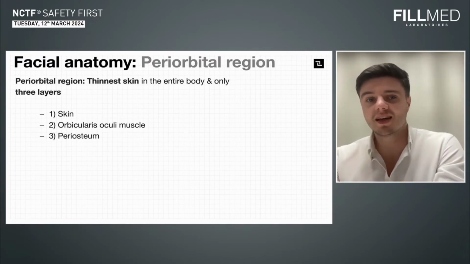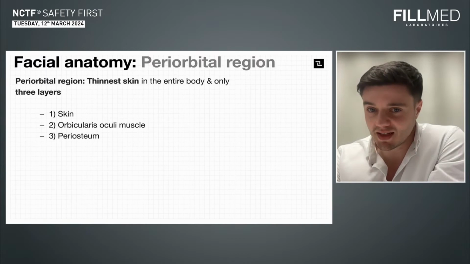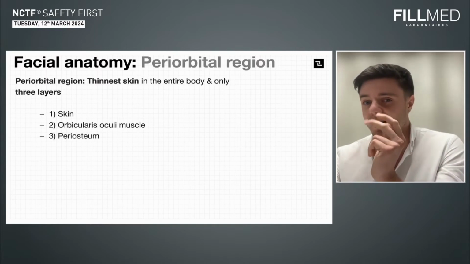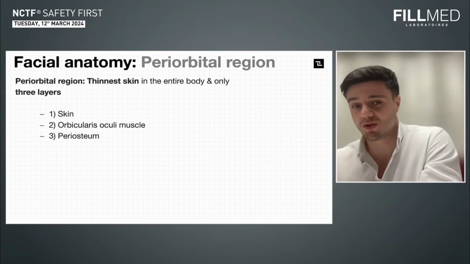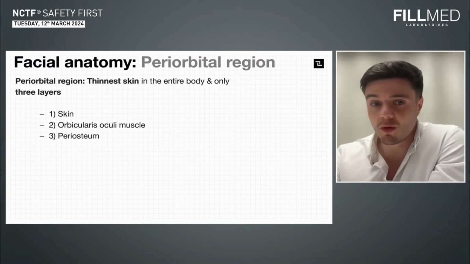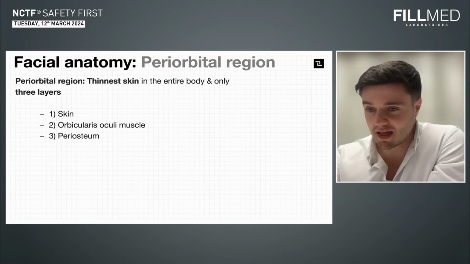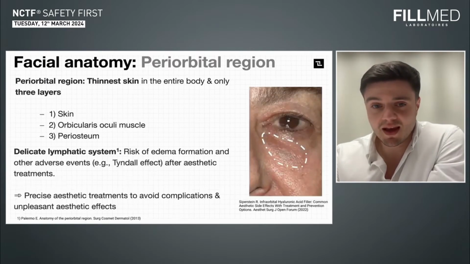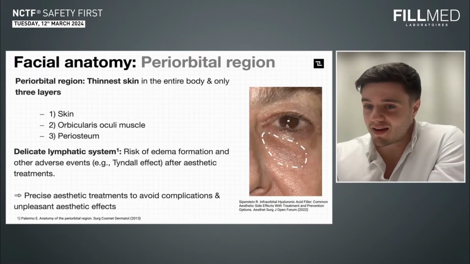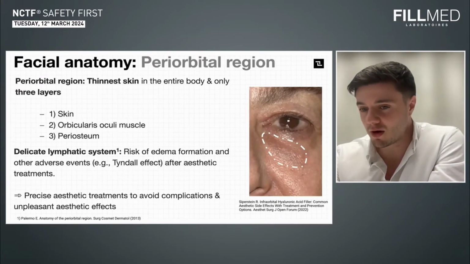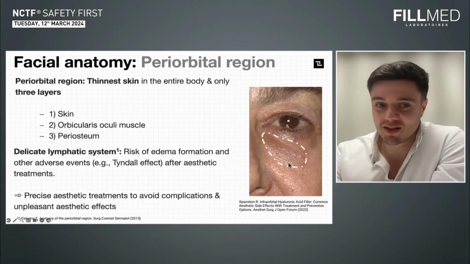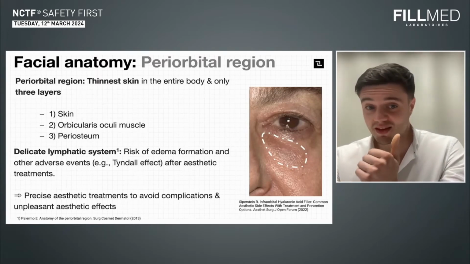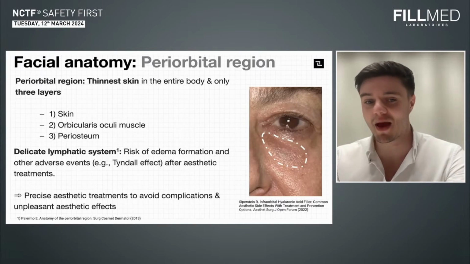So the first one is that the periorbital region has the thinnest skin in the entire body. And the second reason is that it only has 3 layers. So the tissues are very thin also, not only the skin, but also the tissues. So we only have the skin, the orbicularis oculi muscle, and right in the depth, we can find the periosteum. And this is also the reason why, for example, the Tyndall effect occurs. So product shimmering through the skin, which can be seen right here, is easily possible considering the fact that the skin is super thin and that we do not have a lot of soft tissue anyway.